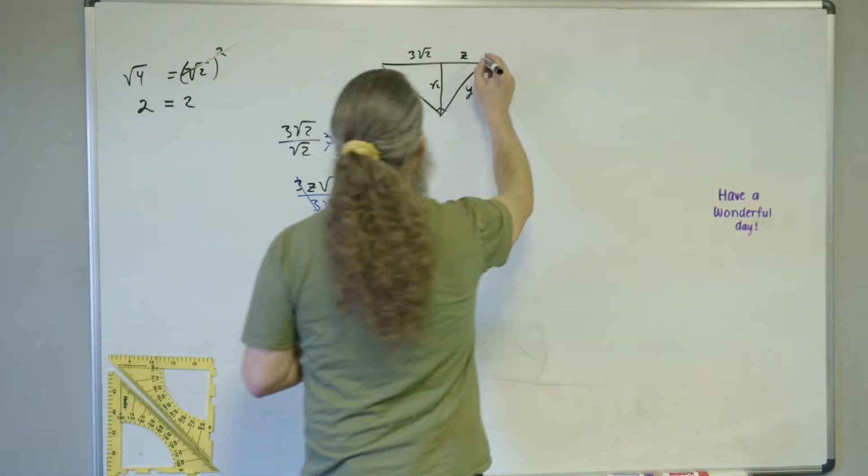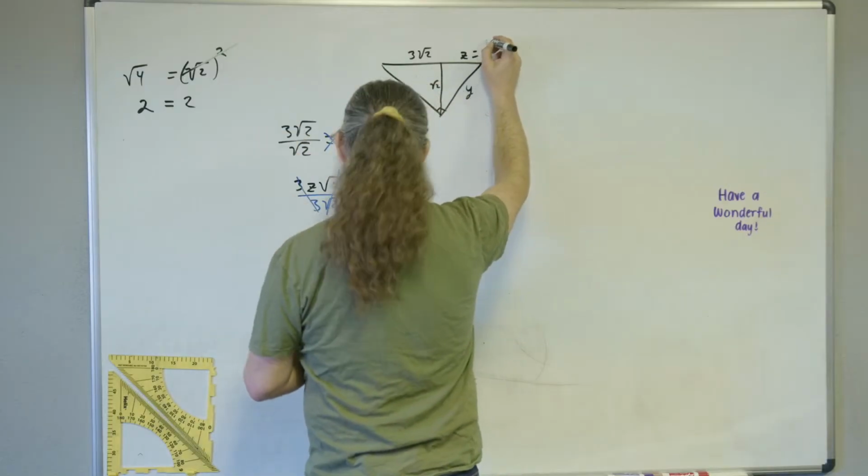So z equals the square root of 2 over 3. How are we doing on time? We got enough time, I think, probably.